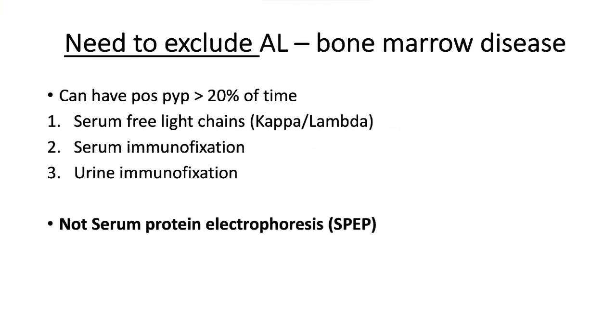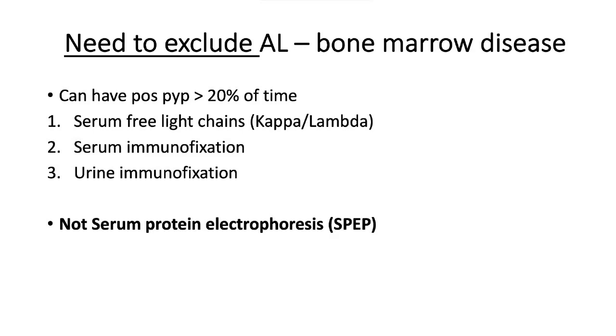So we need to exclude AL. We need to exclude that bone marrow disease because positive PYPs 20% of the time can be AL amyloid. Now, in order to exclude AL amyloid, and I'm going to repeat things a couple times over and over again because I have major points I want to drive home.